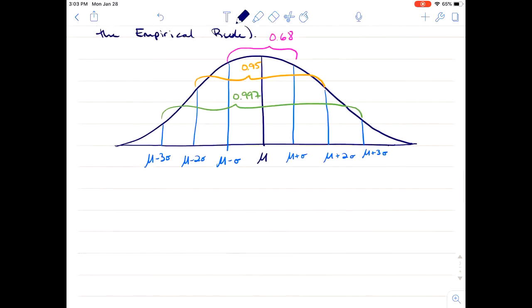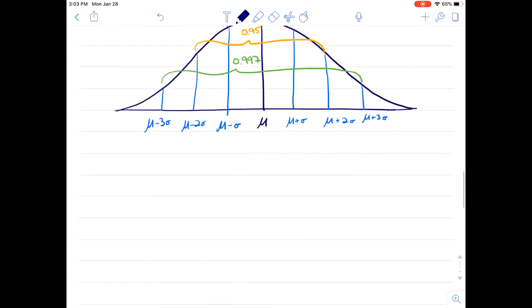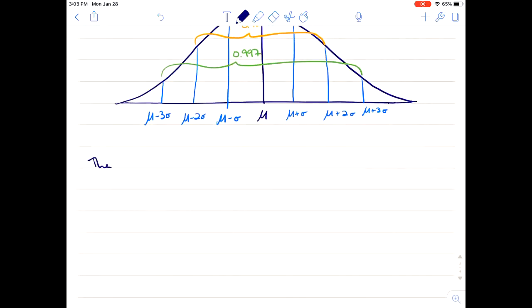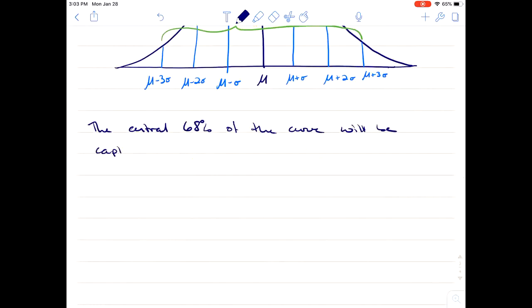So how do we summarize this in words? The central 68% of the curve will be captured within 1 standard deviation from the mean.